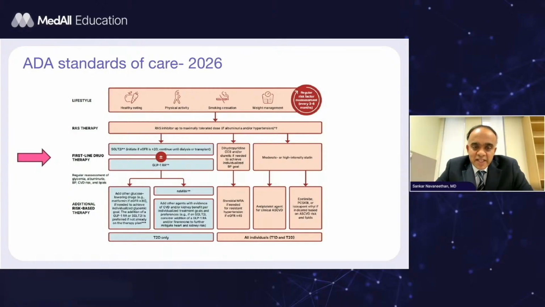SGLT2 inhibitors is recommended if the eGFR is over 20, and they can be continued until dialysis. But of course, the GLP-1 receptor agonists are options if the patients need additional conditions, situations like weight loss, if better glycemic control is warranted. If they have underlying liver disease, then GLP-1 RA may be preferred.